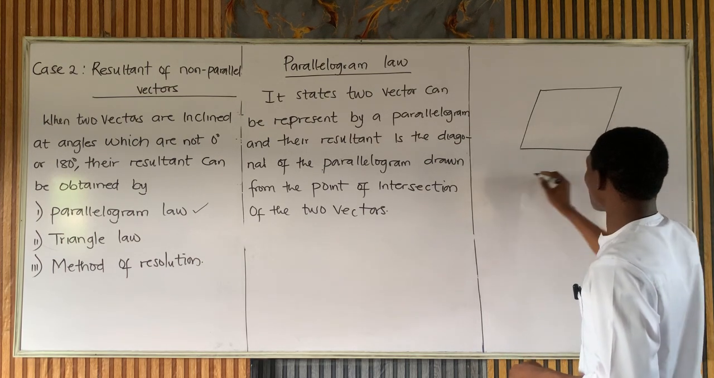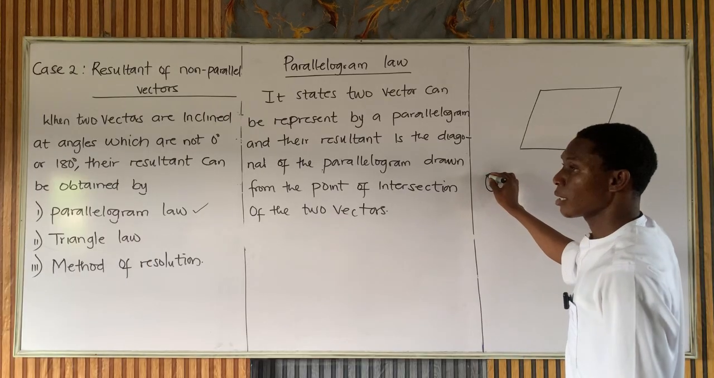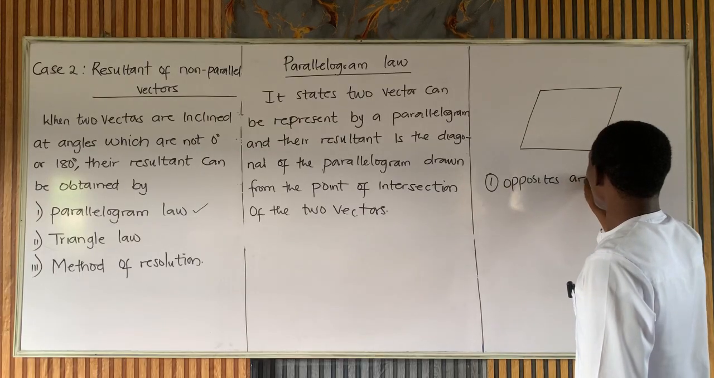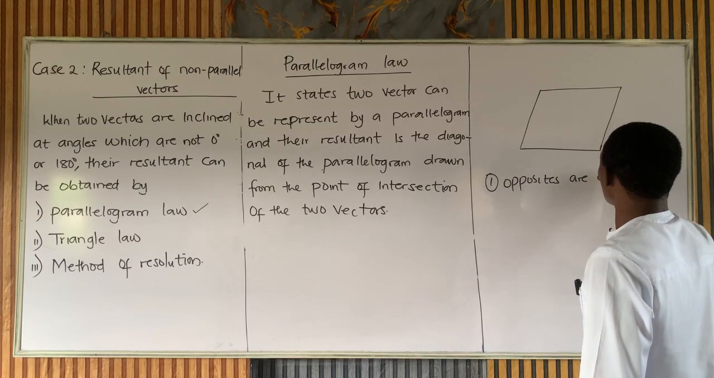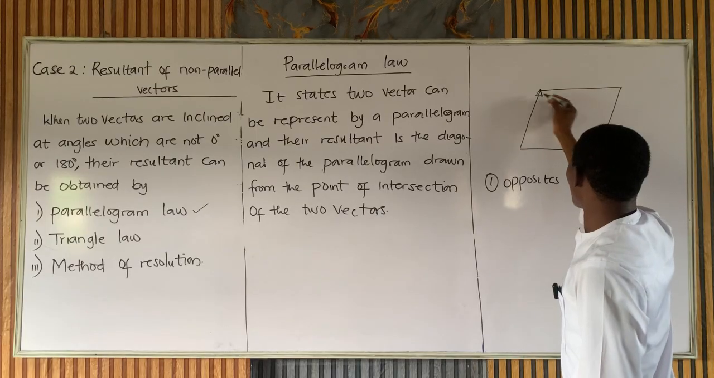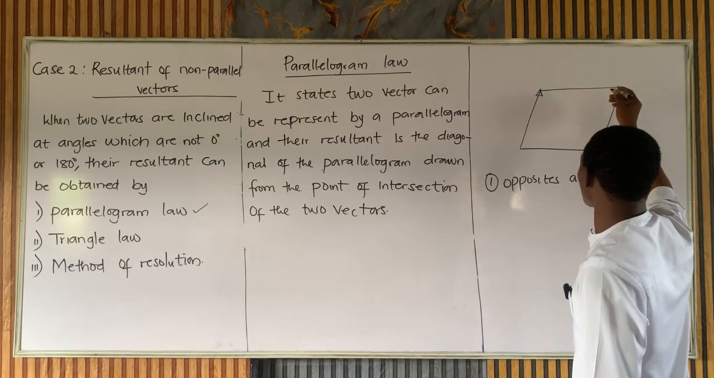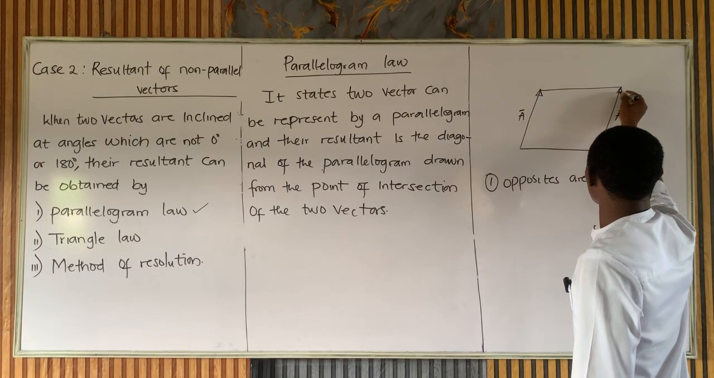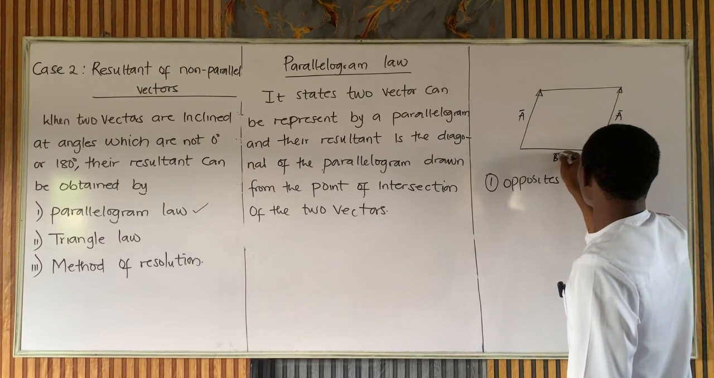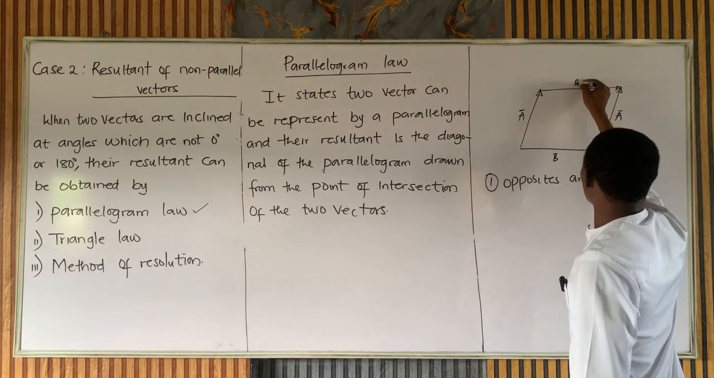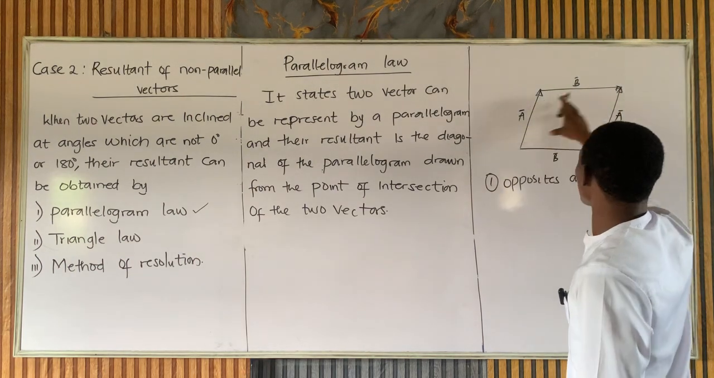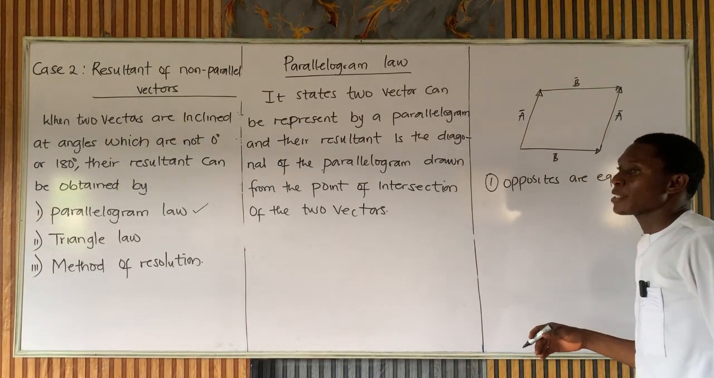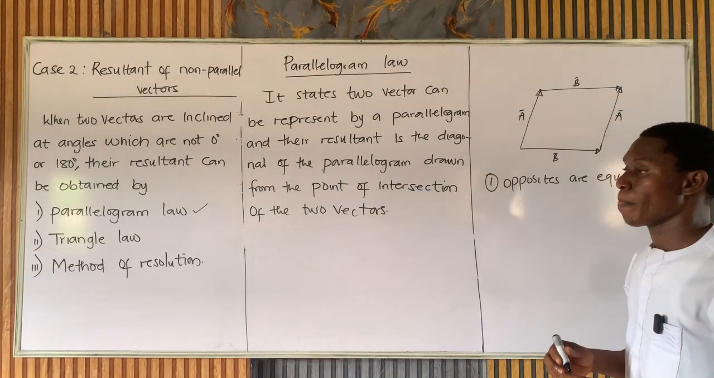Now, one important thing to note about a parallelogram is, one, that opposite sides are equal. Meaning, if this is a vector and this is a vector, and you use a parallelogram to represent this vector, whatever this vector is, if it is A, here also will be A. If here is B, here also will be B. If this is 10 Newton, here will be 10 Newton. If this is 20 Newton, here will be 20 Newton, because opposite sides of a parallelogram are equal.